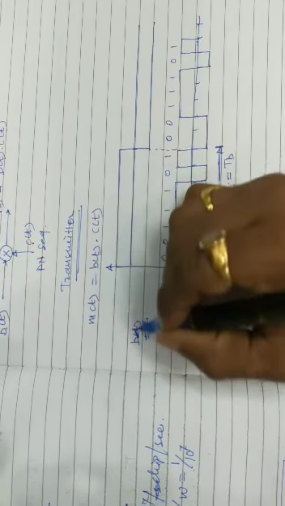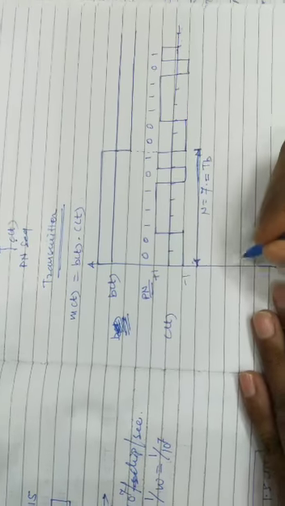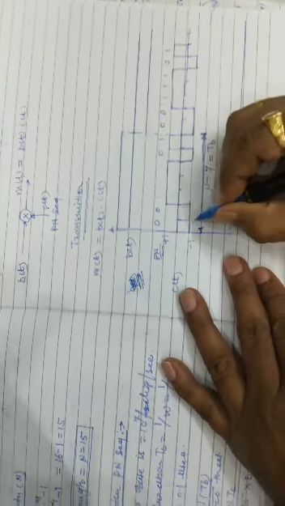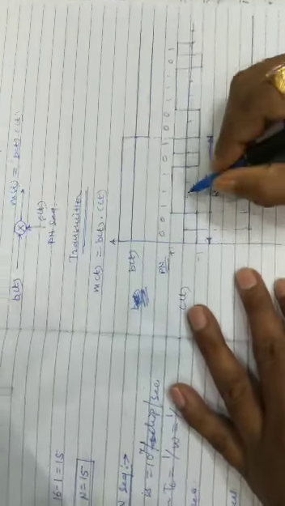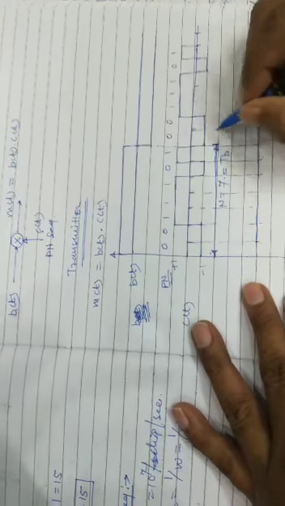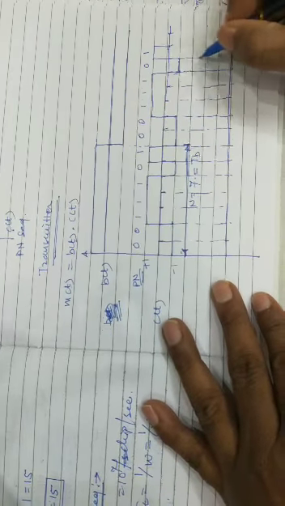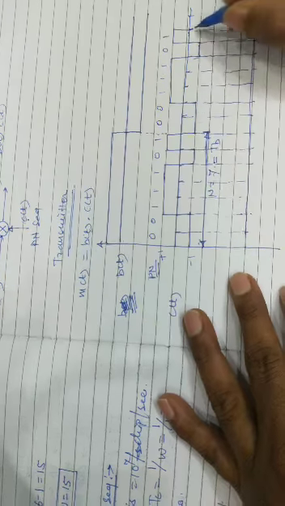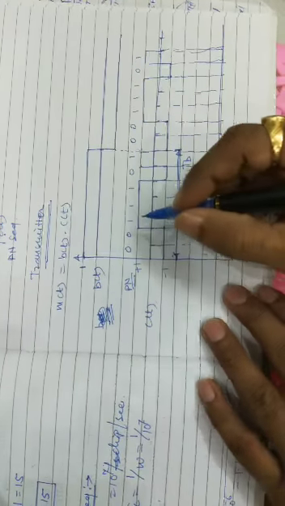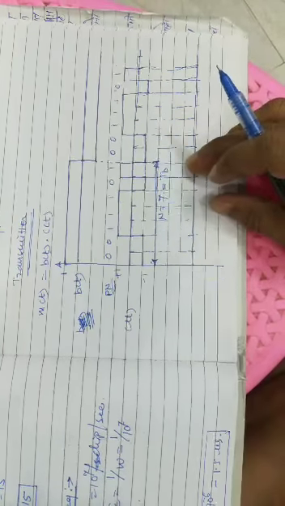So this is B of t, this is C of t, and if we multiply B of t with C of t, we will see what we get. So this is 1, and this is 0, or minus 1 rather.